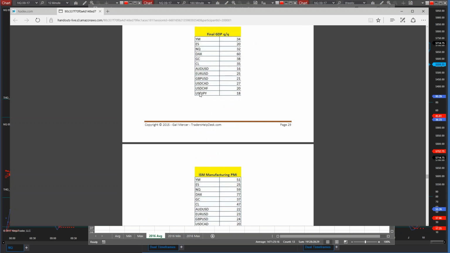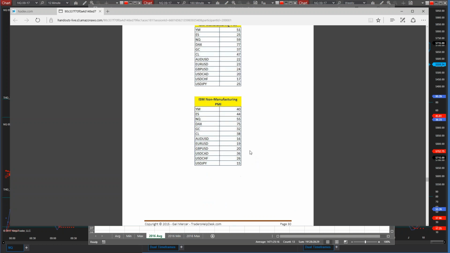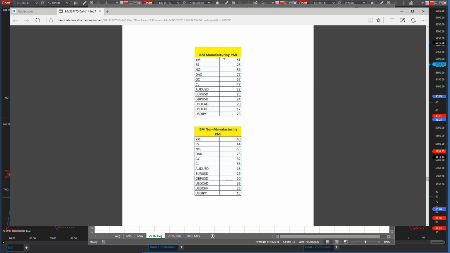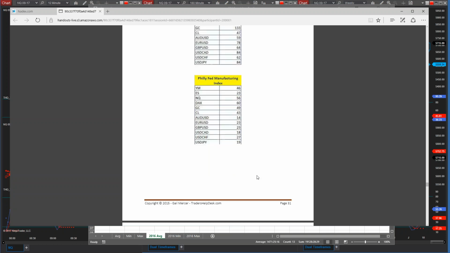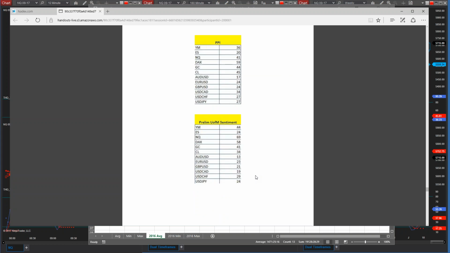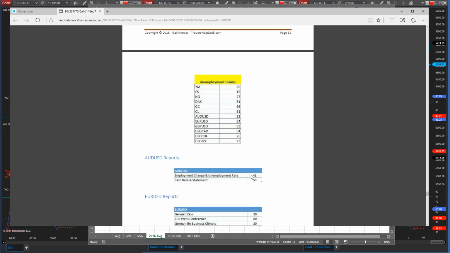Final GDP does not move the USD JPY. The manufacturing PMI does not move it at all. Non-farm employment change: the DAX will move 109 points. Gold will move 133. The USD JPY will move 84 pips. That's one where, hey, if I can get a cheap spread, I'm going to actually trade that one. Are there any others that would stand out at me?